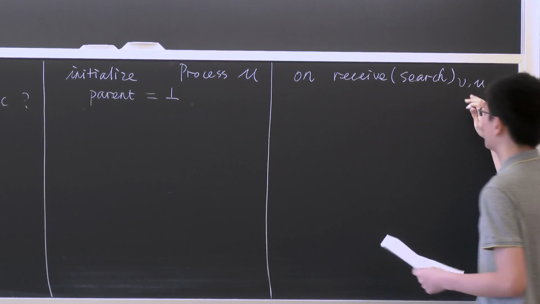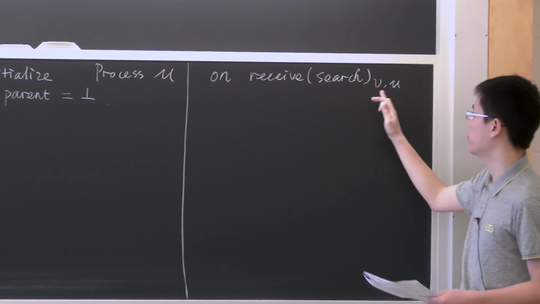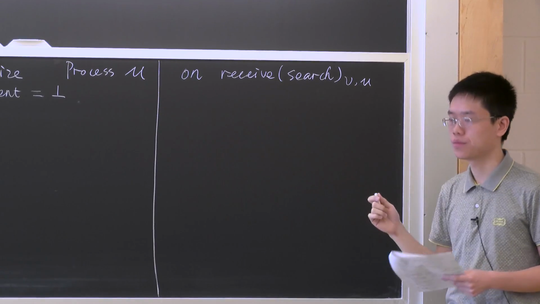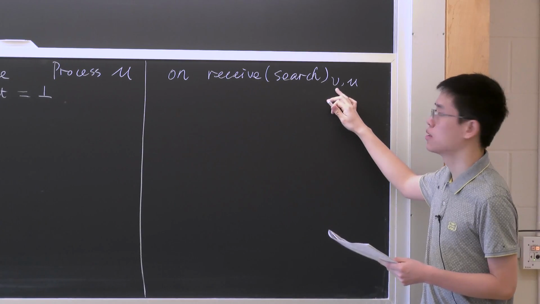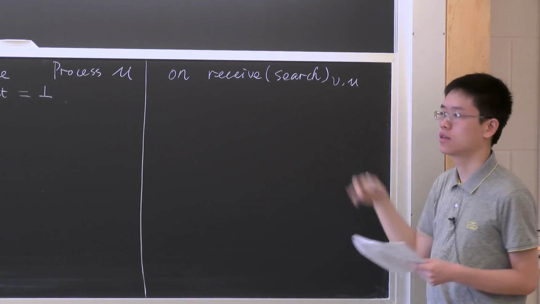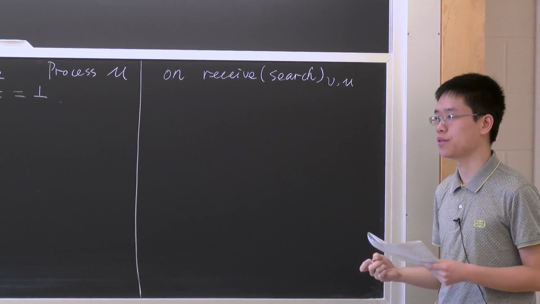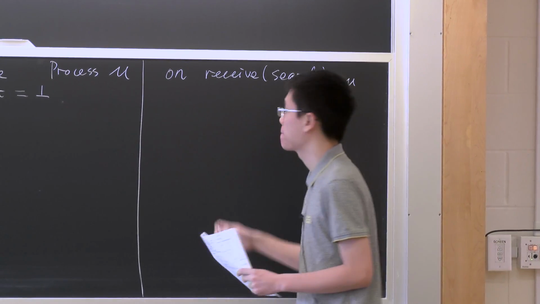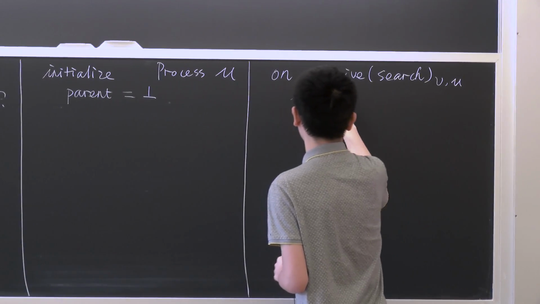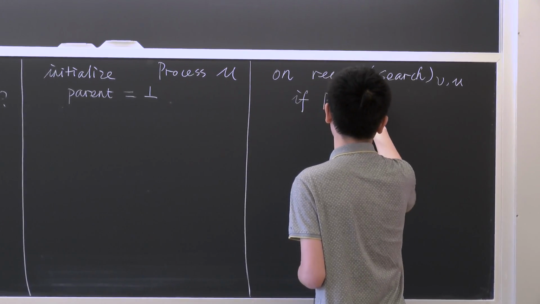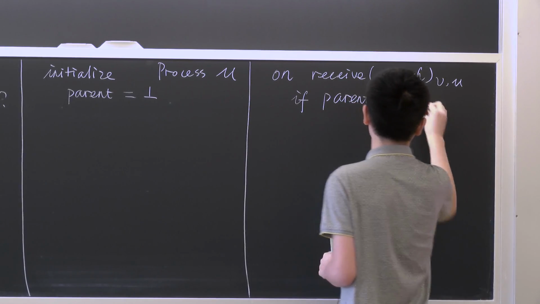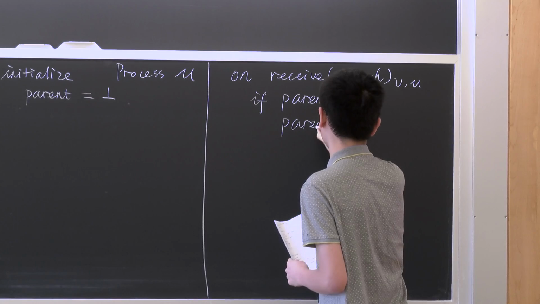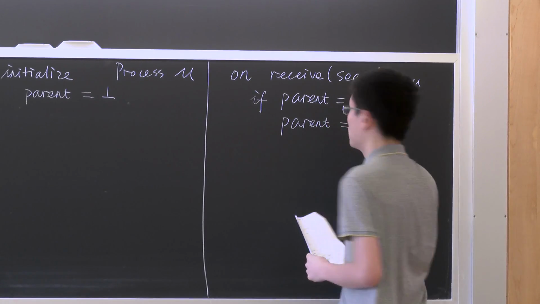If we receive a search message from V to U, that means V is trying to become our parent. Okay. And if I do not have a parent yet, I should set the parent to V.